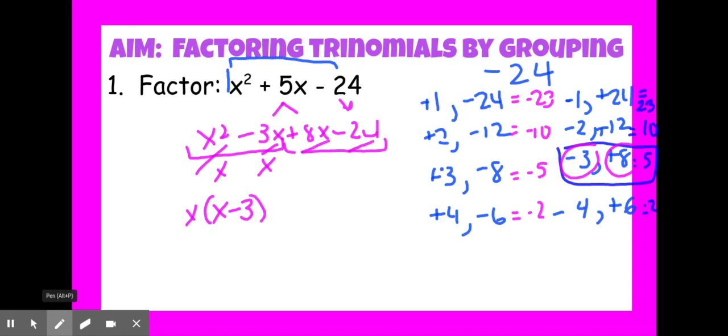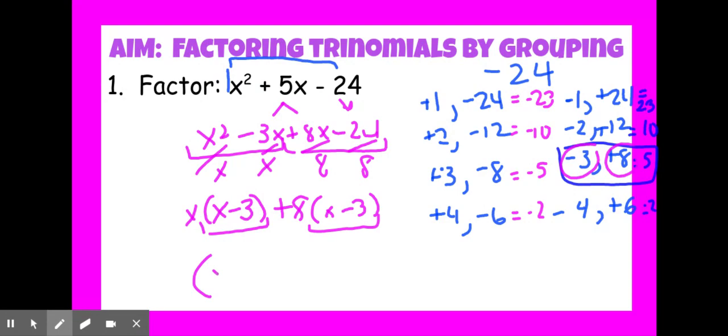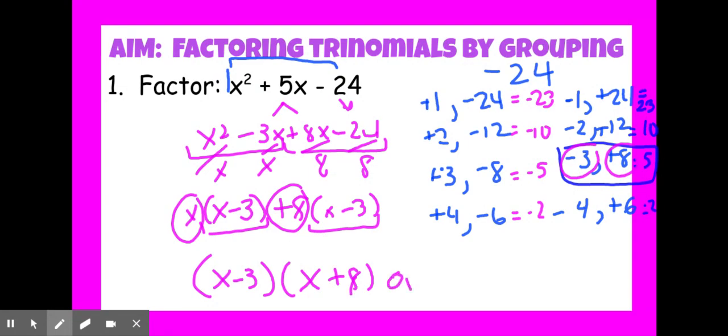Our GCF between 8x and negative 24 is 8. And it's positive, so I'm going to bring it down as a positive 8. And what am I left with when I factor it out? X minus 3. Okay, and then our matching factor here comes out in front. And then my leftover x plus 8 goes on the side. And those are the two factors that multiply to give you x squared plus 5x minus 24. Now remember, you can also write it as x plus 8 times x minus 3. Okay, so make sure you get these down, and let's move on to the next example.